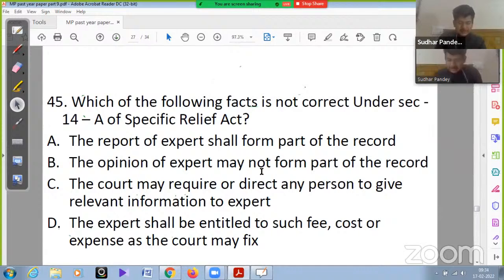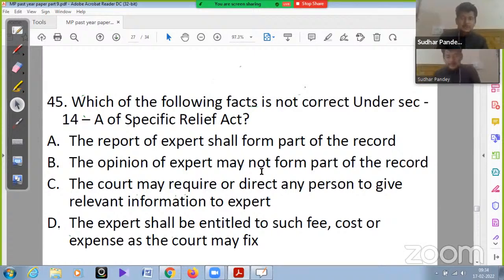No, Ankita Gupta ji, 44 ka correct answer will be your C, right? The defendant should have the possession of movable property, possession and control. They are not talking about that he should be the actual owner, defendant, right? Question number 45. So its correct answer is B for Bangalore. That is, the opinion of the expert may not form part of record. This particular statement is wrong.